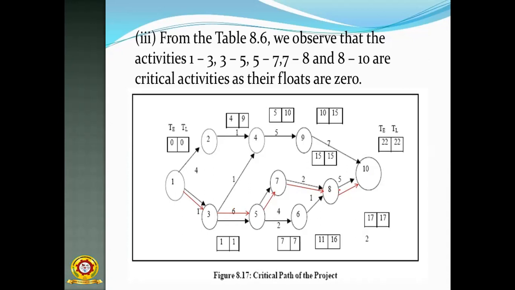So 22 minus 5 is 17. 17 minus 2 is 15. 15 minus 4 is 11. 11 minus 6 is 5. 5 minus 1 is 4. Like this you have to draw the diagram.